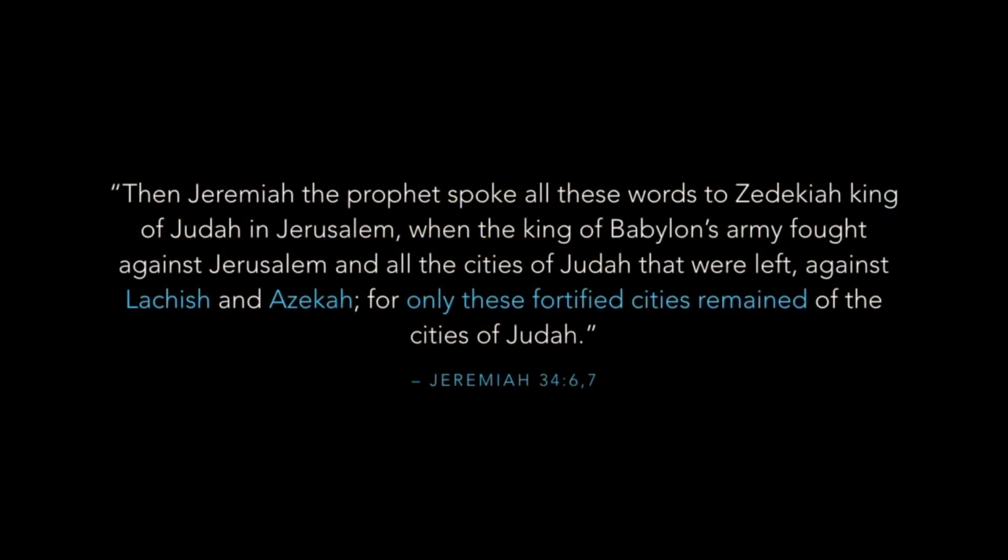The book of Jeremiah makes this statement. "Then Jeremiah the prophet spoke all these words to Zedekiah, king of Judah in Jerusalem, when the king of Babylon's army fought against Jerusalem, and all the cities of Judah that were left, against Lachish and Azekah, for only these fortified cities remained of the cities of Judah." Lachish and Azekah were two of the last cities to remain before the destruction of Jerusalem.